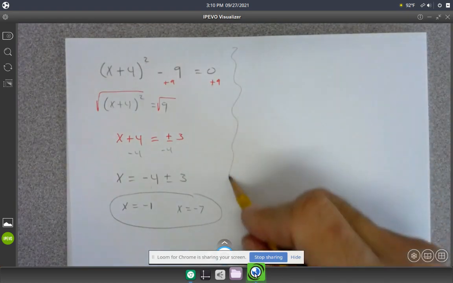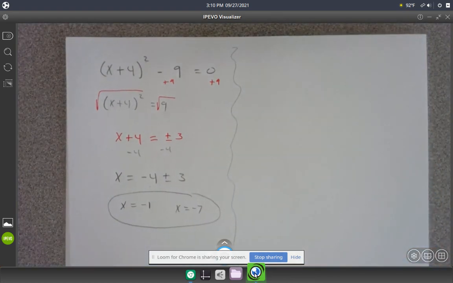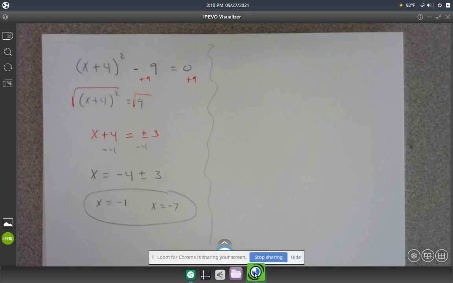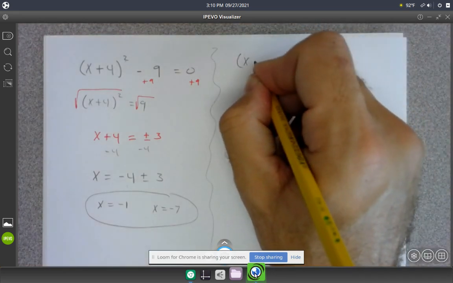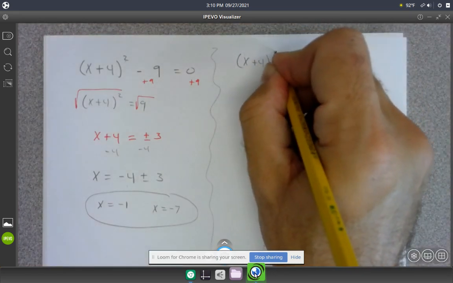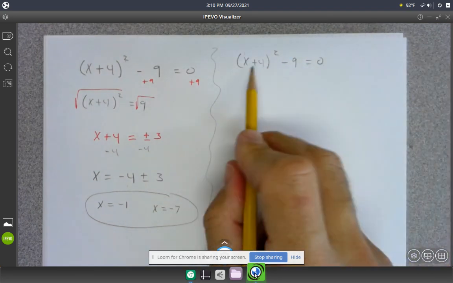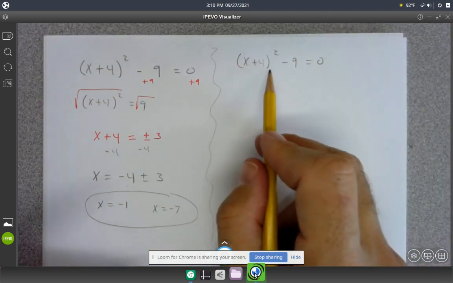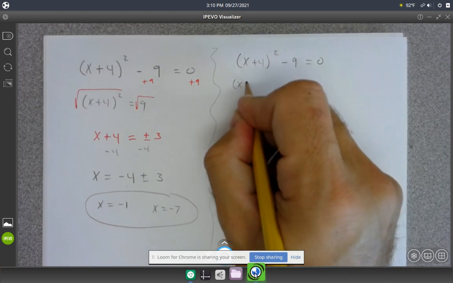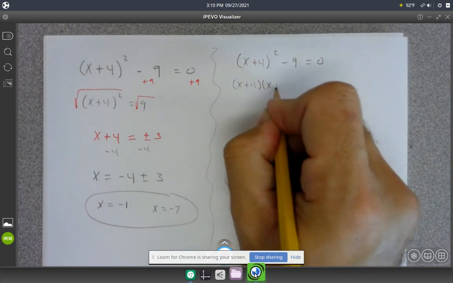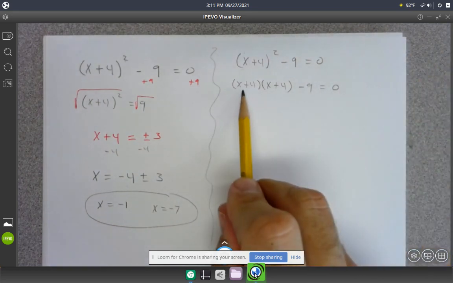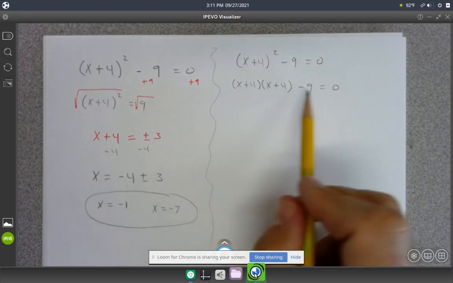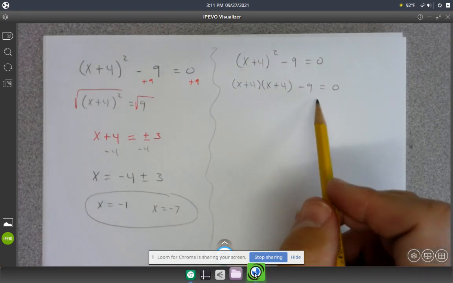All right, I'm also going to give you another way that you can solve this. Now, this other way is actually going to be the way that you have to do most of your homework. So instead of using inverse operations, I'm just going to multiply this all out. I'm going to simplify it. That'll be x plus 4 times itself minus 9. After I multiply this completely out and combine like terms, then I'm going to solve it by factoring.